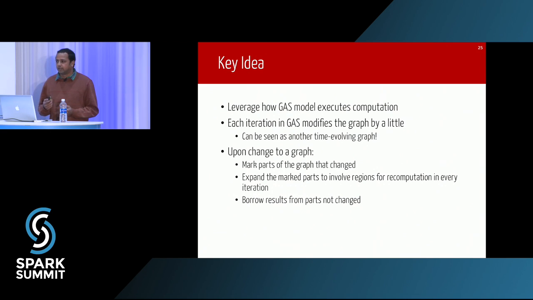Okay, the key idea that we have in Tegra is to leverage how the GAS model executes computation. So we know that each iteration in GAS modifies the graph by a small amount. And what this enables us to do is to look at the computation also as an evolving graph. So not only across the time dimension, we can also look across the iteration dimension and see the iteration evolution as another evolving graph. And we know how to store this efficiently in Tegra, and we can reuse the stored iterative evolution to our advantage when the graph changes. Specifically, when a graph changes, we can mark parts of the graph that changed, then expand the graph to also involve regions for recomputation, and then borrow parts of the graph that did not change at all. I'll walk you through an example of what I mean by this.